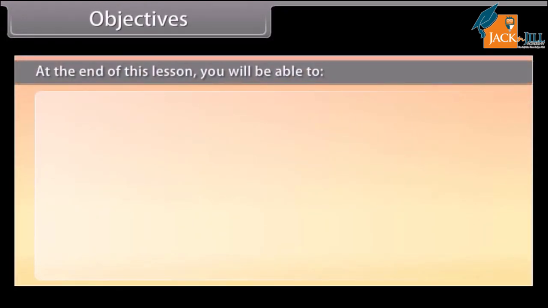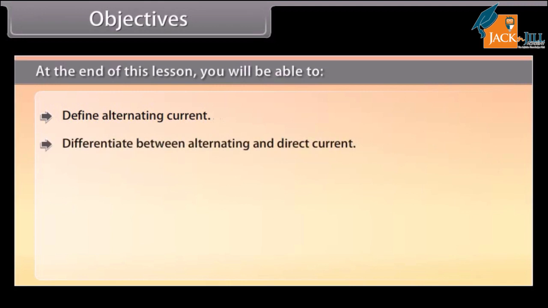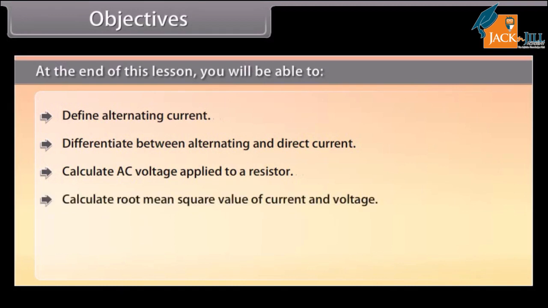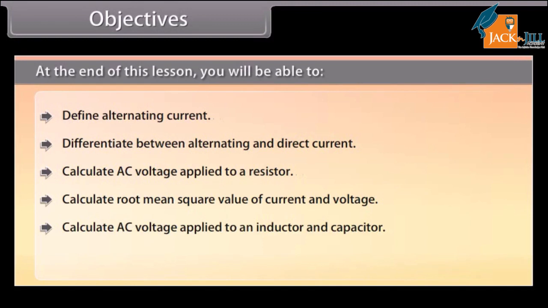Objectives. At the end of this lesson, you will be able to define alternating current, differentiate between alternating and direct current, calculate AC voltage applied to a resistor, calculate root mean square value of current and voltage, calculate AC voltage applied to an inductor and capacitor, and define inductive reactance and capacitive reactance.